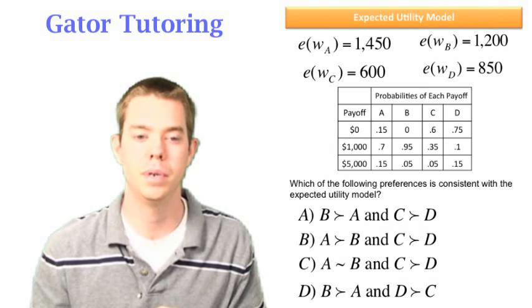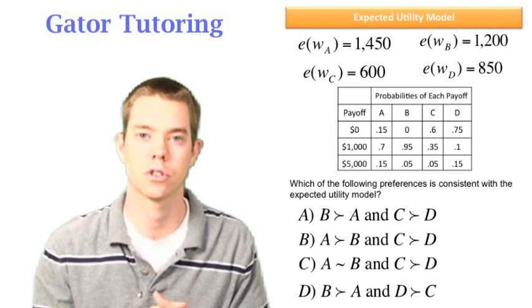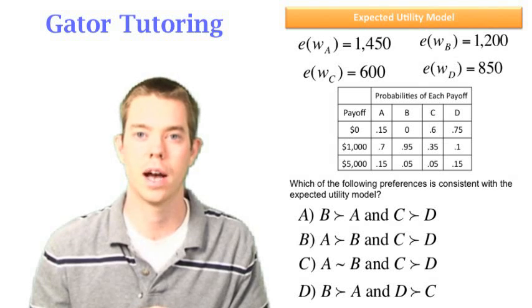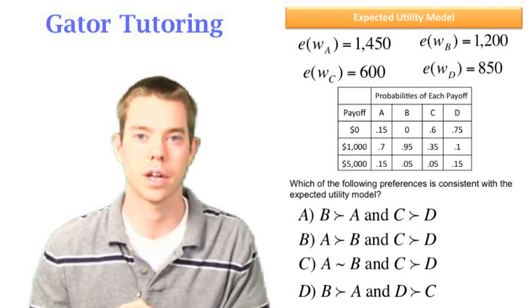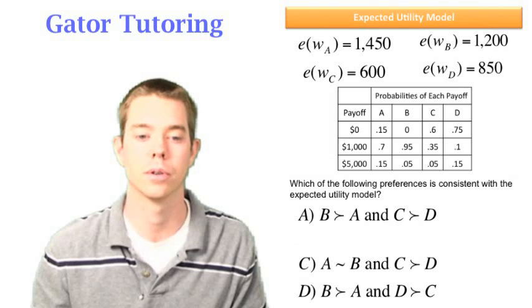So answer choice B says that we prefer A to B, so we prefer a riskier gamble to a not so risky gamble, and then we prefer C to D, so we prefer a not so risky gamble to a riskier gamble. This can't be right. This is inconsistent with the expected utility model. So we can get rid of that answer choice.